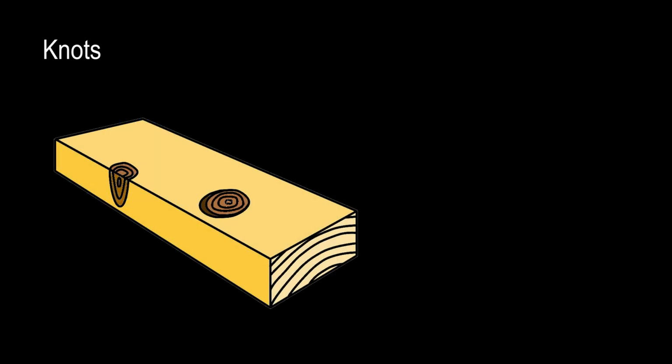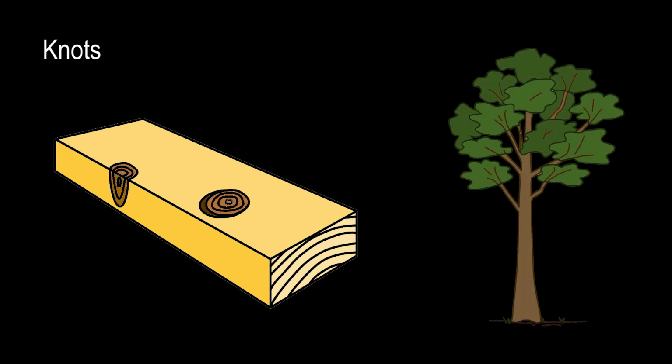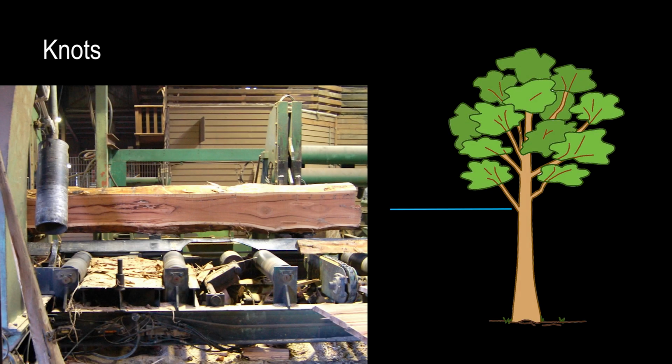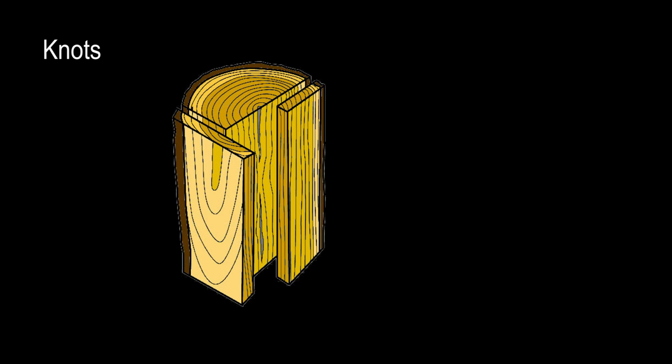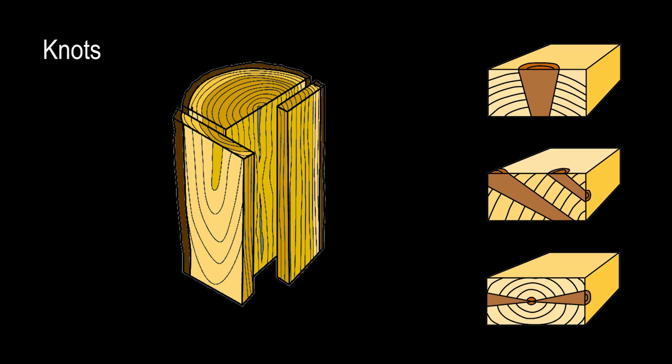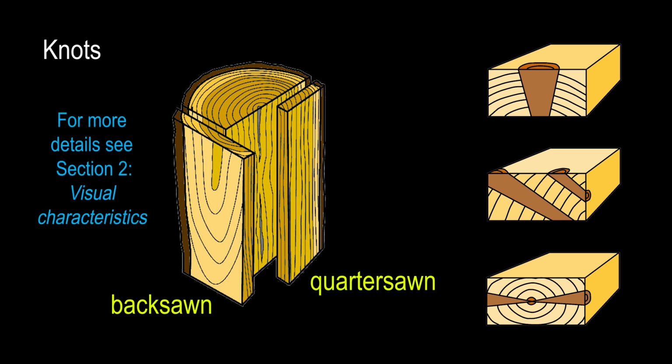Let's start with knots. Knots are branches from the growing tree that have been cut through when the log is resawn. Depending on the angle of the cut, the same knot can look different in a back-sawn board compared to a quarter-sawn board. You can see from these examples that all of the knots are running back towards the pith, because that's where they began their growth in the tree.